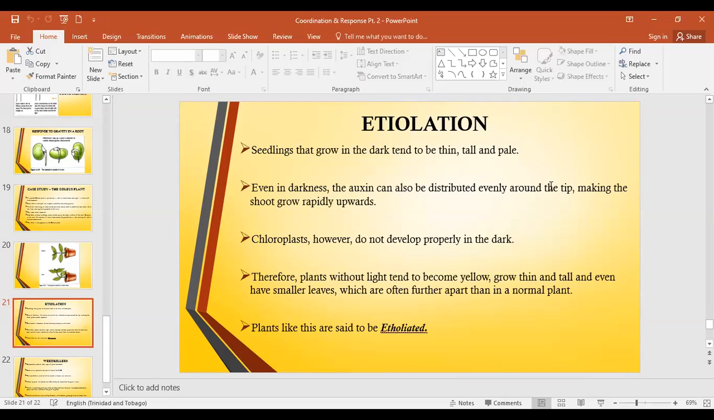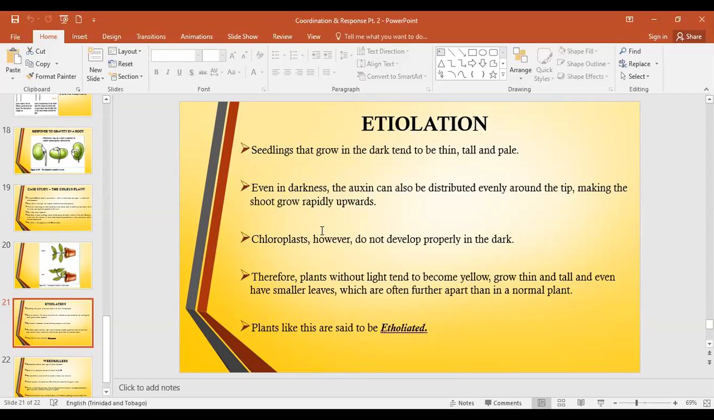And what happens is that chloroplasts do not develop properly in the dark either. So you'll notice that the plant leaves would be yellow and discolored. And you would notice that the stem is very weak, but it will be tall but pale, right?